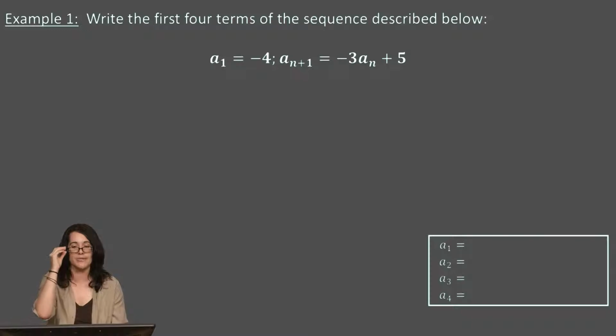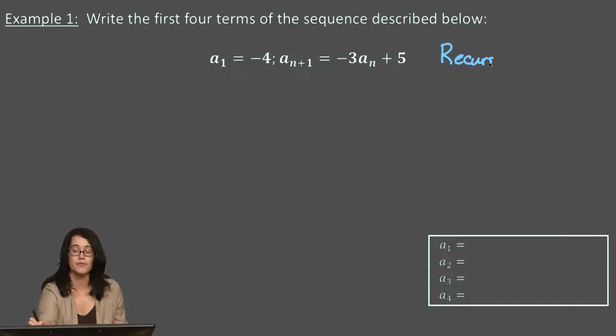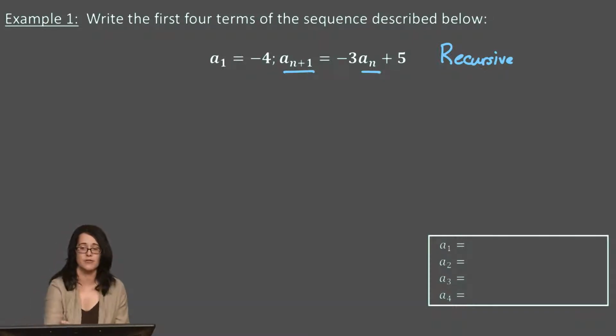In example 1, we're asking you to come up with the first 4 terms of this sequence described below. Now, what type of sequence have I described? Is it explicit or recursive? I've given you a sub 1 equals negative 4, and I've told you that a sub n plus 1 equals negative 3 times a sub n plus 5. Would this be explicit or recursive? Good job, it's recursive. The reason I know it's recursive is because they've given me the first term and the relation between 2 consecutive terms. So again, take a moment, pause the video, see how you do, and then come back and check.